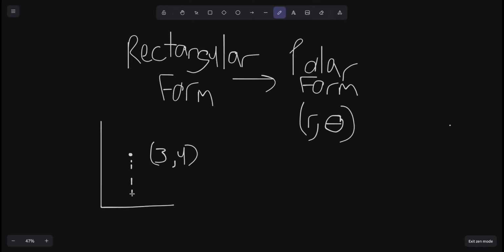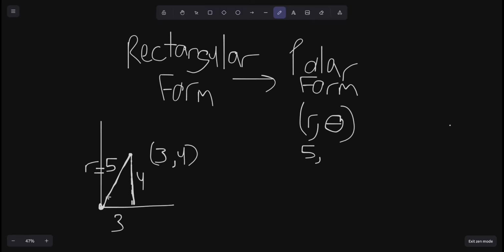So let's say this is the point 3, 4. That means this right over here is a length of 3, right? And this height right over here is a length of 4. Notice how if we find the length from the origin to this point, you're just going to make a 3, 4, 5 right triangle. Therefore, our r value, the distance from the origin to that point, is 5.